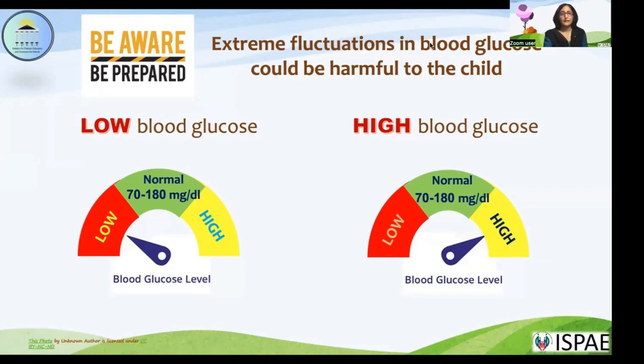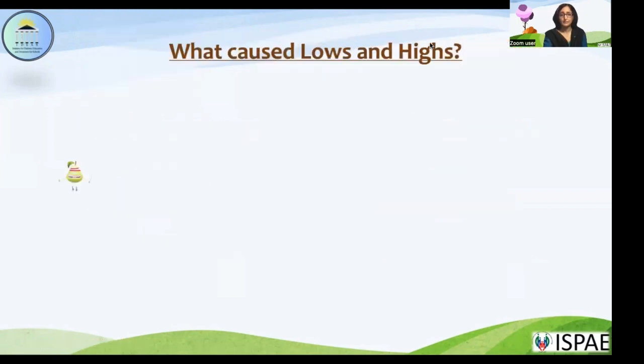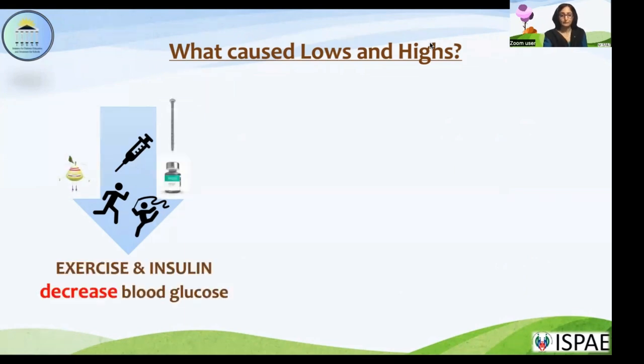Always remember that extreme fluctuations in blood glucose levels could be harmful to the child, so we have to be aware and prepared at all times. Now, what are the factors that result in a low or a high blood glucose level? For good glycemic control, the insulin levels in the body should always match the carbohydrate intake.